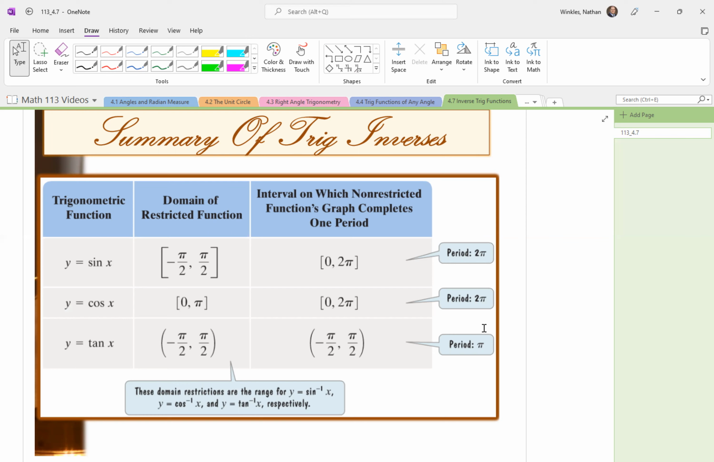So sine and cosine both have a period of 2 pi on their original, and just a period of pi on the restricted function. For tangent of x, its restricted domain is parentheses negative pi over 2 to pi over 2, which happens to be the exact same thing as the one period of the original function. So these domain restrictions for the original become the ranges for inverse sine, inverse cosine, and inverse tangent respectively.